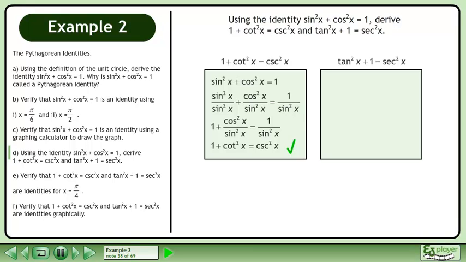Now we'll derive tan squared x plus 1 equals secant squared x. Rewrite the identity sin squared x plus cos squared x equals 1. Divide both sides of the equation by cos squared x. Sin squared x over cos squared x equals tan squared x, and 1 over cos squared x equals secant squared x. This gives us tan squared x plus 1 equals secant squared x, completing the derivation.